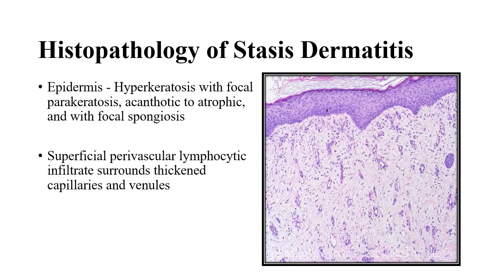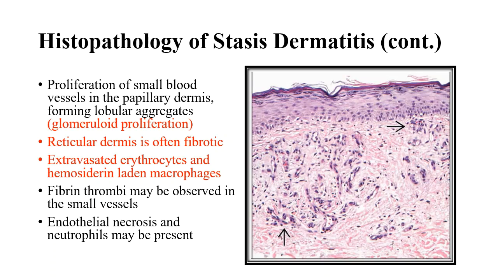Now, histopathology of stasis dermatitis. In this, the epidermis will be variable, may be hypertrophic with focal parakeratosis, acanthotic to atrophic and with focal spongiosis. Superficial perivascular lymphocytic infiltrate surrounds the thickened capillaries and venules. There is proliferation of small blood vessels in the papillary dermis forming lobular aggregates, which is known as glomeruloid proliferation.